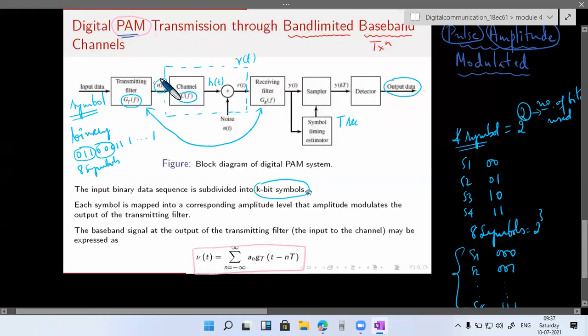When we feed this output V of t via this channel, what happens? This channel is associated with an impulse response equal to C of t, in the time domain. If I were to coin the same term in the frequency domain, I'll use the transfer function C of f.